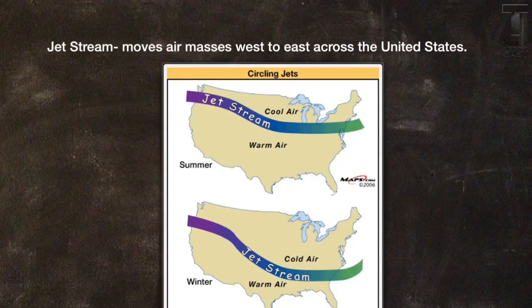The air masses that we have, low and high, move from west to east across the United States, and this is done with the jet stream. In the visual provided, you can see where the jet stream is located during the summer and winter across the United States.